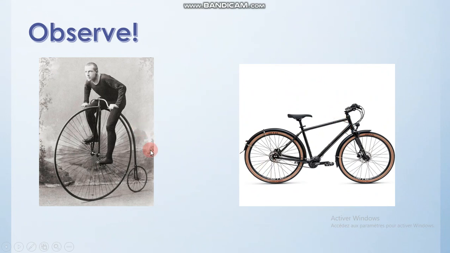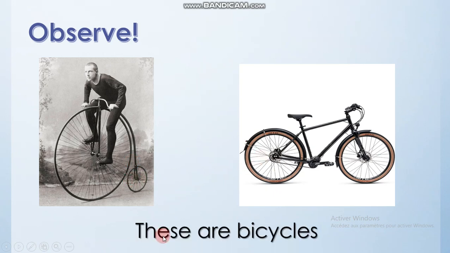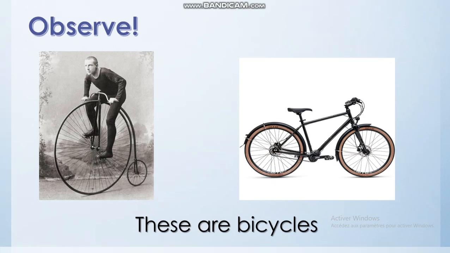Take a look at these two objects over here. Can you tell me what they are? Well, these are bicycles. So this one is a bicycle and this one is a bicycle too. Now tell me, do they look alike? Is this bicycle the same as this one? Of course not. They are different.